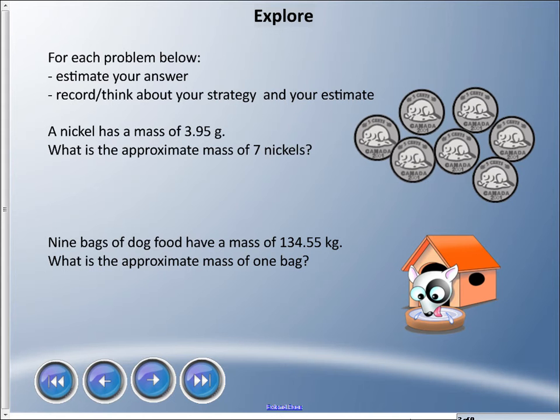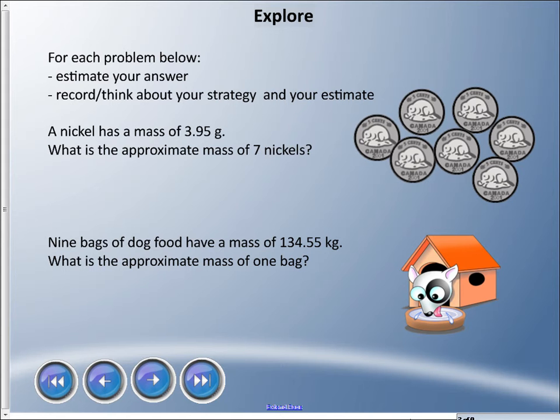I'd like you to try this out, and I'm not going to go over the answer, but I want you to just experiment. So let's pretend, well, maybe it's a true fact, that a nickel has a mass of 3.95 grams. If I asked you what is the approximate mass of 7 nickels, what would you do to estimate your answer?